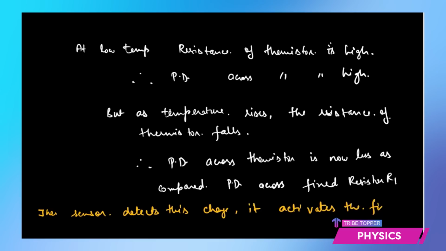Right? It activates the fire alarm. So the rise in temperature is sensed because of the fall in the resistance, and the fire alarm gets activated. So this is how the sensor circuits work.